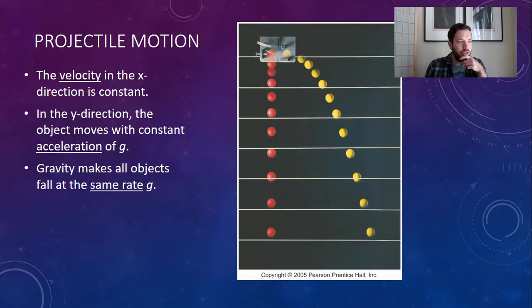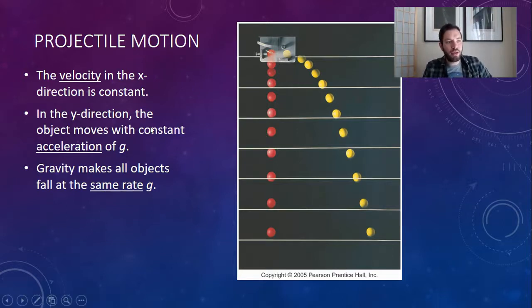So check out this picture for a second. These two balls were dropped. They were released at the same instant. The yellow ball was projected forward, so we see that parabolic shape. The red ball was just dropped. It's in free fall, right? Just straight down.